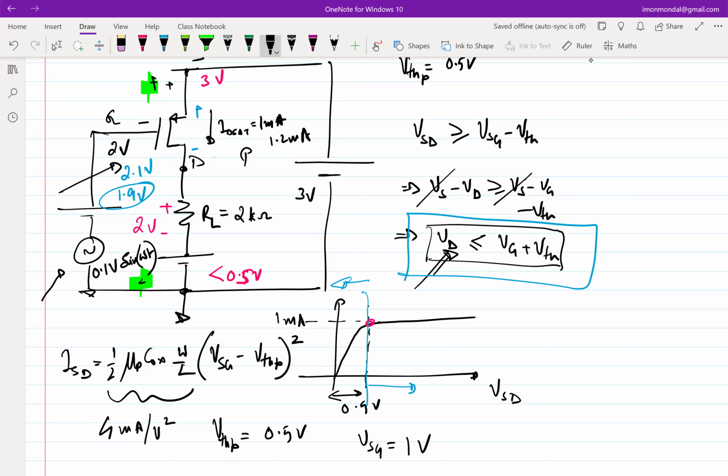So let's say we want to replace this transistor with its incremental equivalent. Now help me out. What should I do?